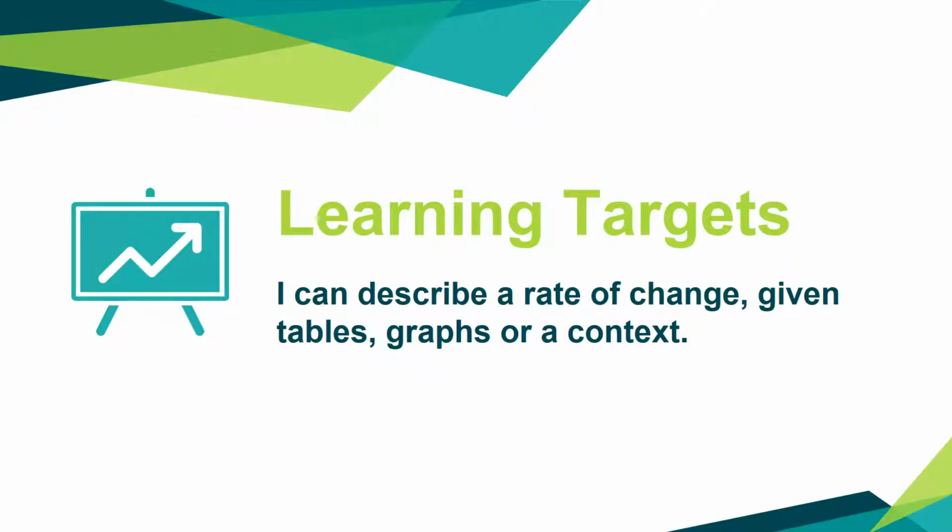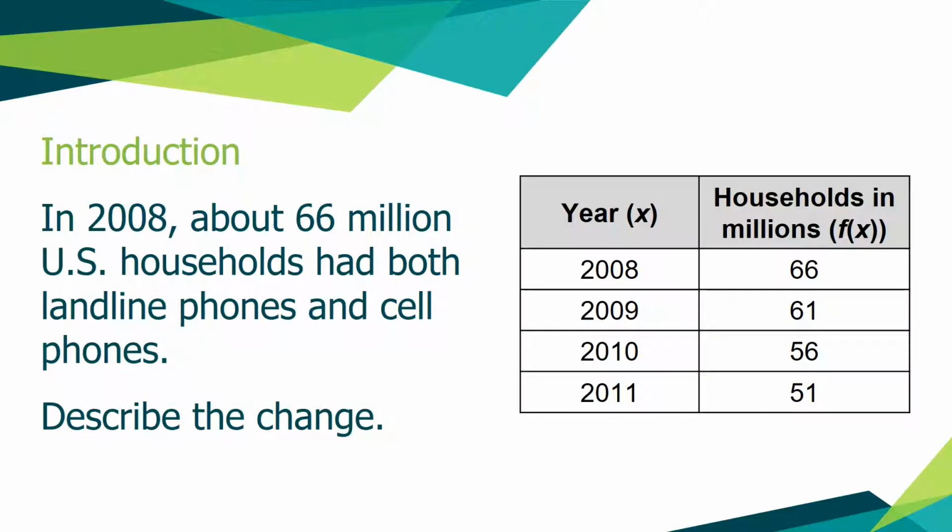Today's learning targets. After today, we're going to be able to describe a rate of change given a table or graph or a given situation or context. So in our introduction, let's think back to Algebra 1 in this problem. In 2008, about 66 million US households had both landline phones and cell phones. We need to think about how we describe the change.